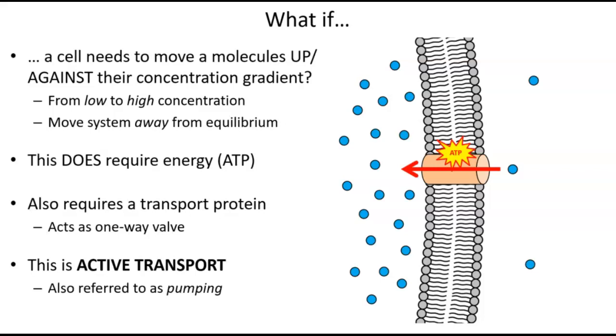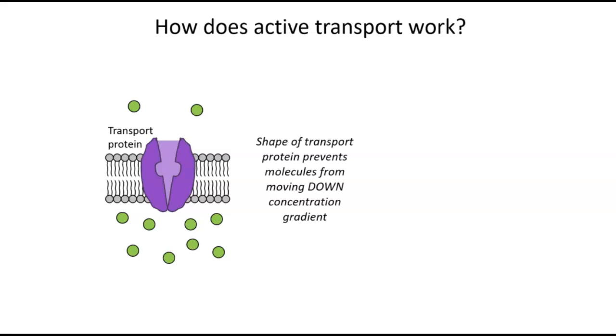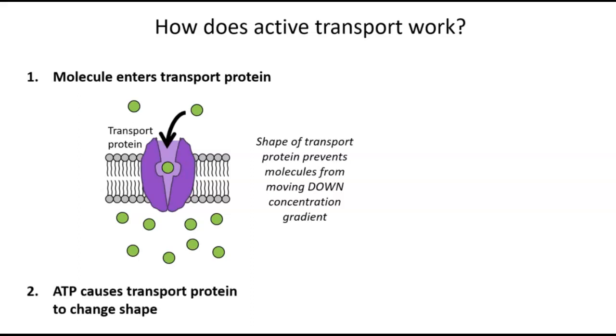So let's take a closer look at how that special transport protein for active transport would work. It has to act as a one-way valve, which means the shape of the transport protein prevents molecules from moving down their concentration gradient. So if this is my membrane here, and this is the transport protein, if it's going to be active transport, that means that we're going to need to move these molecules from this side to this side. So the first thing that happens is the molecule enters the transport protein. Now usually the transport protein will have a specific affinity and a special binding site for this particular molecule. So in it goes, and then ATP causes the transport protein to change shape.